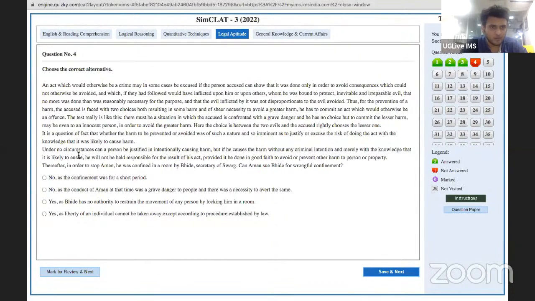हाँ. Under no circumstances can a person, नहीं नहीं नहीं there कहाँ है भाई, facts कहाँ है? अच्छा यही है, under no circumstances can a person justify, but if he causes harm blah blah blah he will not be responsible. Facts कहाँ है? In order to stop Aman he was confined in a room by Bhide, secretary of Swarg. Can Aman sue Bhide for wrongful confinement? In order to stop Aman he was confined in a room by Bhide. Okay. As the conduct was grave danger and there was necessity to avoid, he was not allowed to restrain the movement of a person as liberty cannot be taken away except according to procedure established by law.